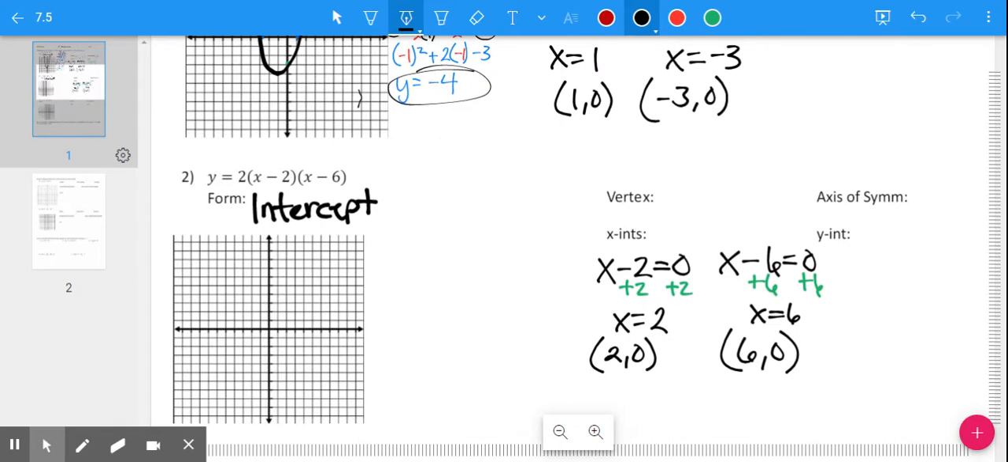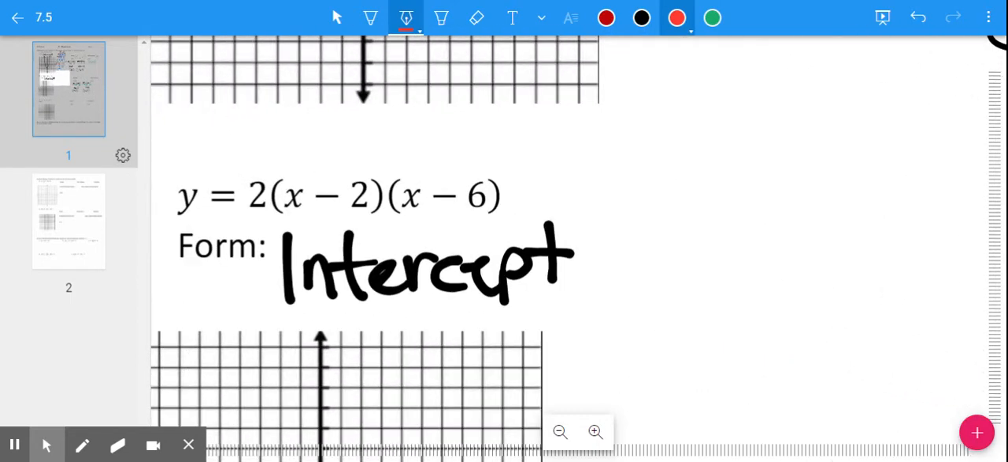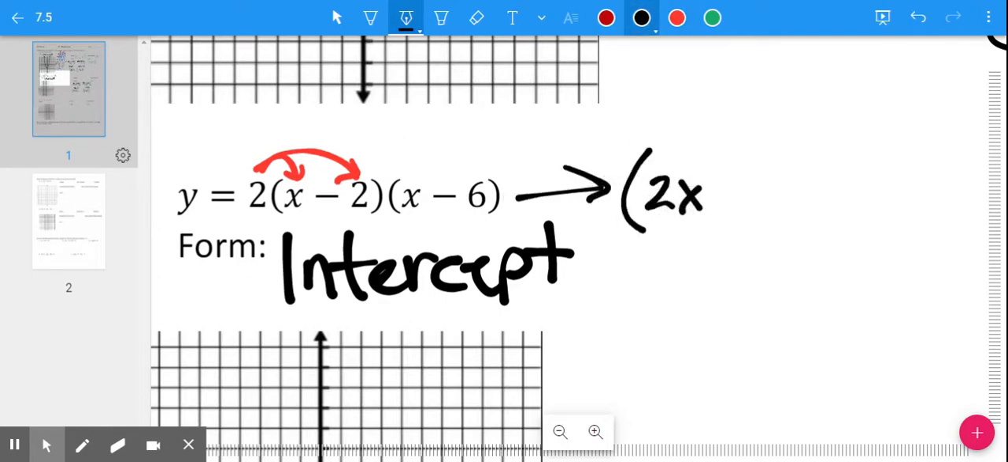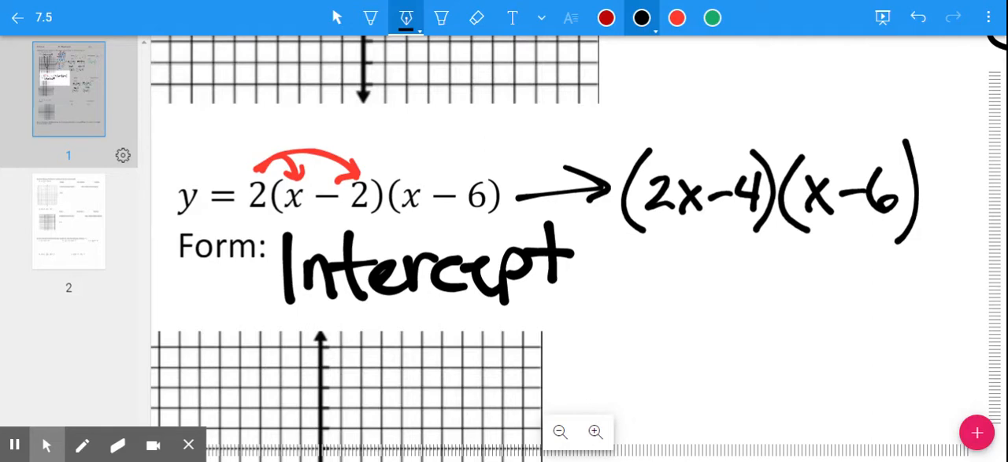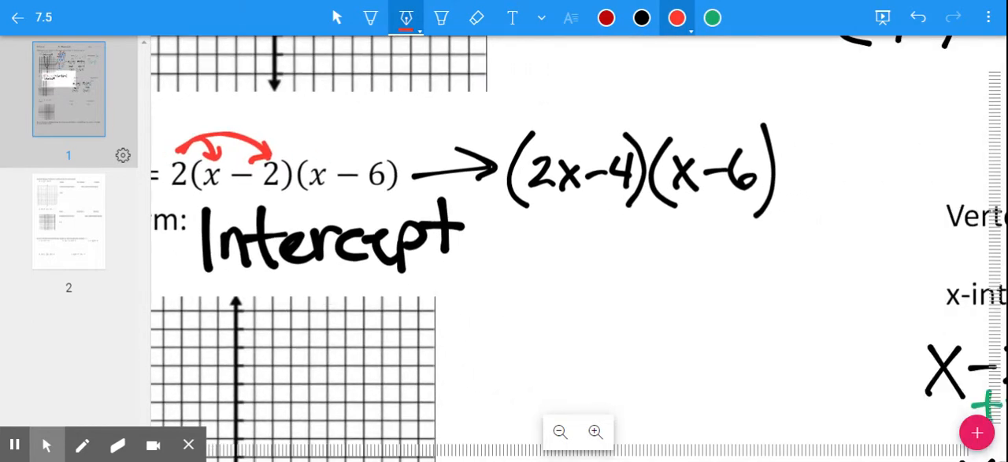So now we have a leading coefficient, that 2, that factor 2 in the front that we have to take care of next. So we're going to go ahead and distribute it to that first binomial because that's what it's touching. And that leaves us with 2x minus 4 and x minus 6. That 2 is not touching the second binomial, so we do not distribute it to that second binomial. So now we can put it in the area model and factor that out.